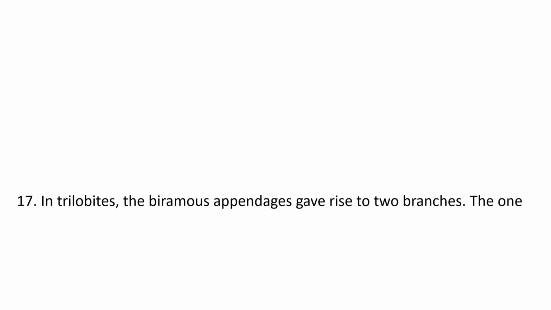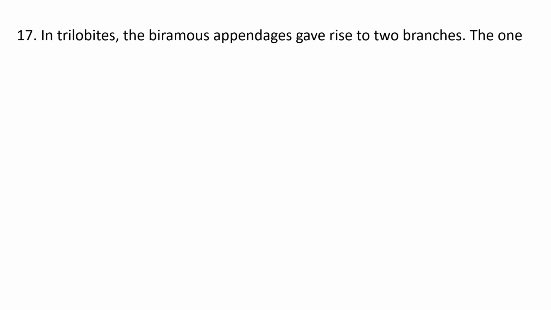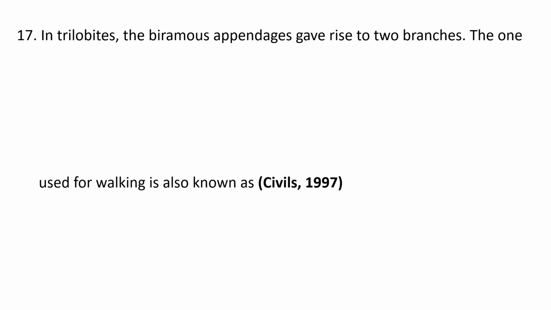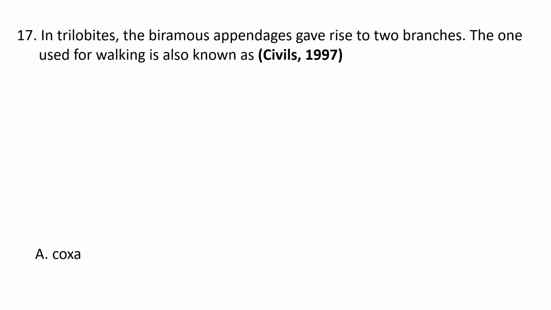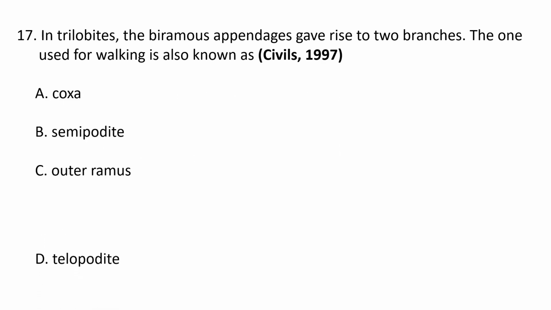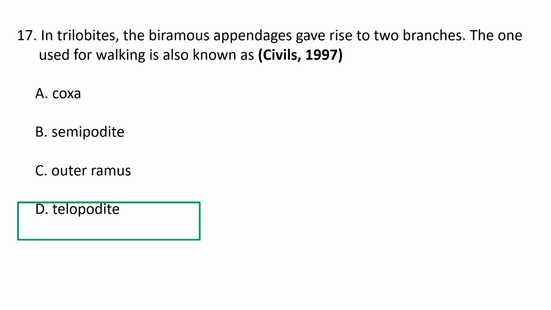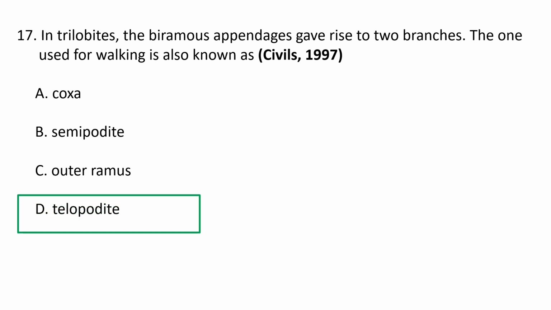Next question. In trilobites, the biramous appendages gave rise to two branches. The one used for walking is also known as A. Coxa, B. Semipodite, C. Outer ramus, D. Telopodite. So the correct answer is telopodite. So this is a biramous appendage. It gives two branches. This is used for walking.